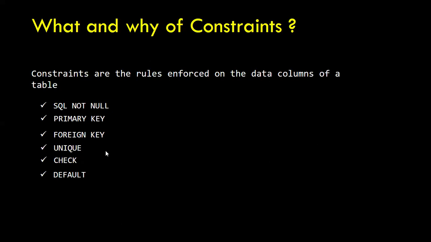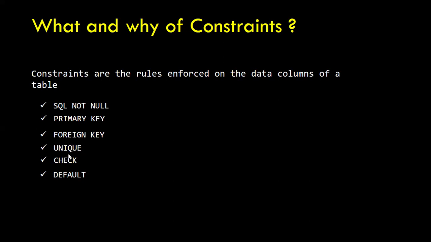And then the unique key, the unique constraint. This is to ensure that no duplicate will be inserted into a specific column, like the primary key. But the difference is that a unique column allows only one null value, whereas the primary key column will not allow any null value. It should contain only unique values.